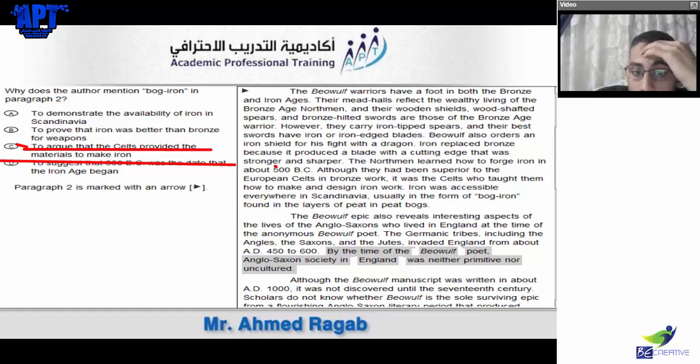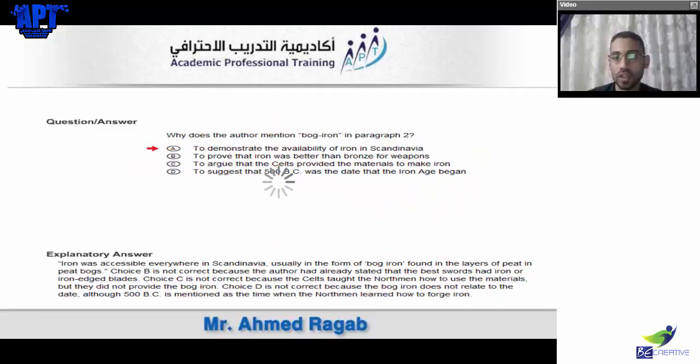Now, let's go here. So, it continues. It was the Celtics who taught them how to make designs of iron work. Iron was accessible everywhere in Scandinavia. Usually the form of bog iron found in the layer of the peat spot. So we have two here we're confused between, but when he mentioned the bog iron, he said that it was available everywhere in Scandinavia. So the availability of iron in Scandinavia. Very nice. So the correct one here is the availability of iron in Scandinavia. So as he said here, the iron accessible everywhere in Scandinavia. You see? So I don't read the whole thing. I read the thing and I find it.